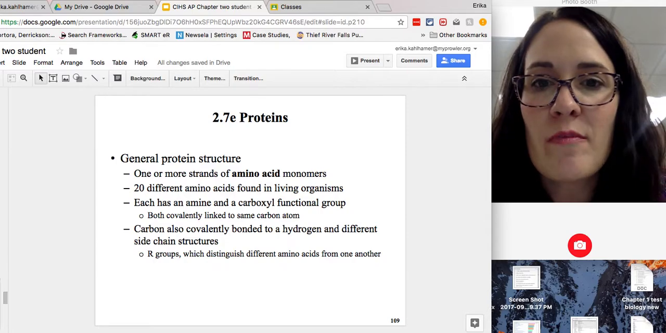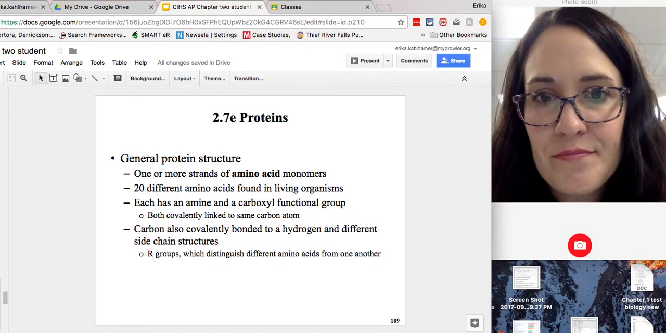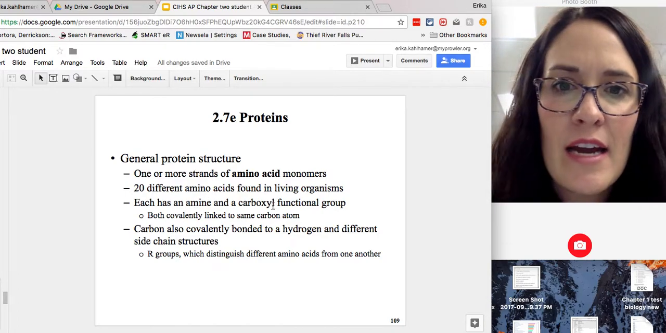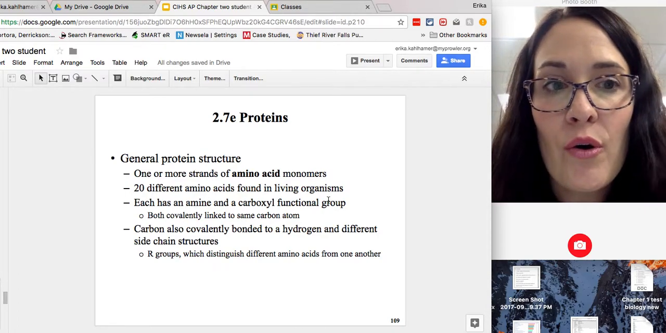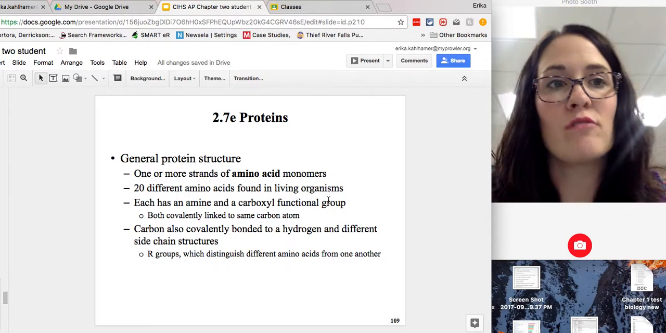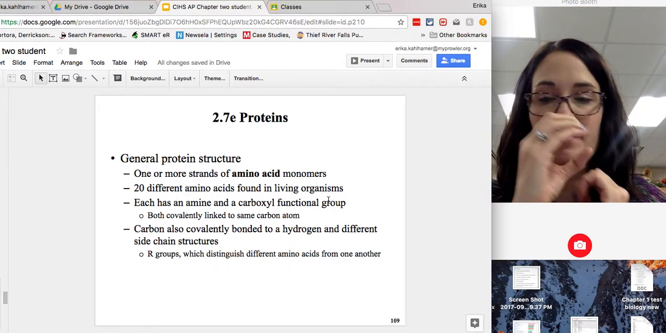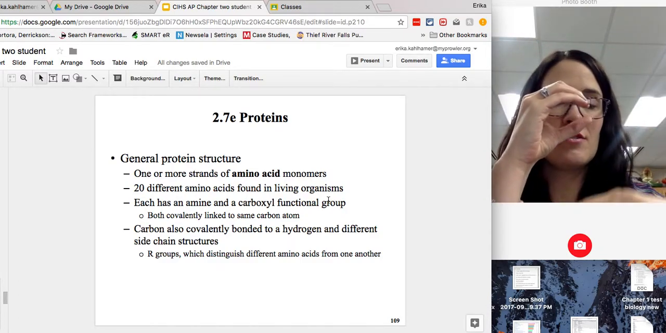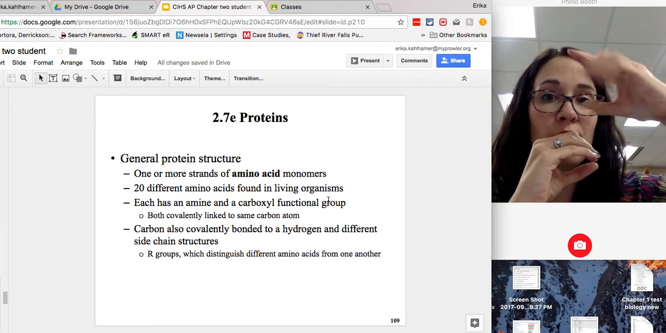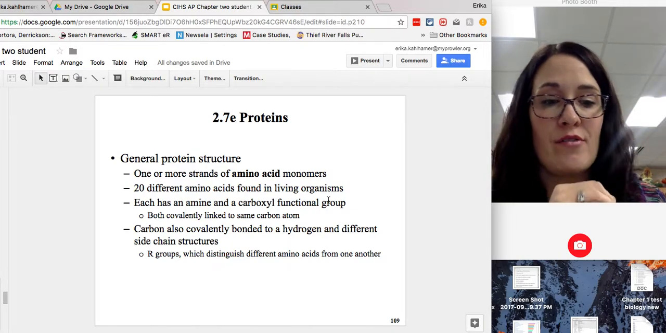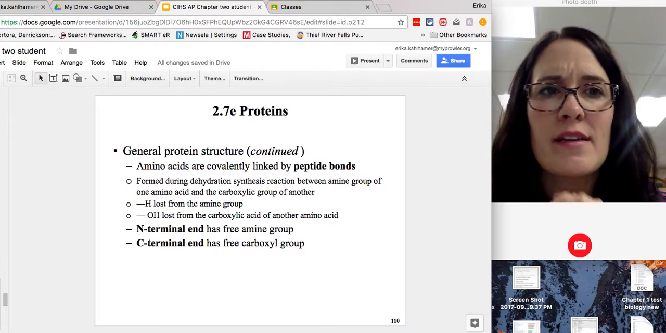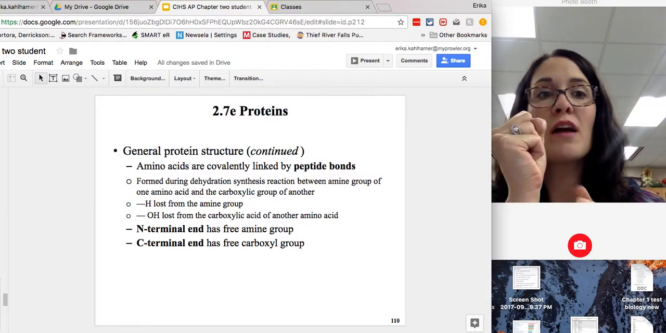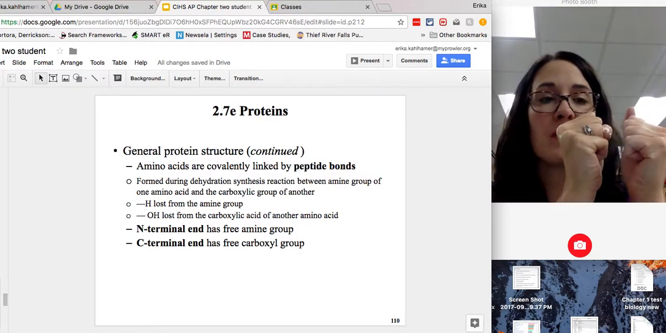There's 20 different types of amino acids found in living things. Every amino acid has an amine group with a nitrogen and a carboxyl, COOH, and they're covalently linked to the center carbon. And then that carbon can be covalently linked to what's called a functional group called an R group, and then a hydrogen. That R group is what makes different amino acids different. So here's a monomer, here's an amino acid, here's an amino acid, okay?